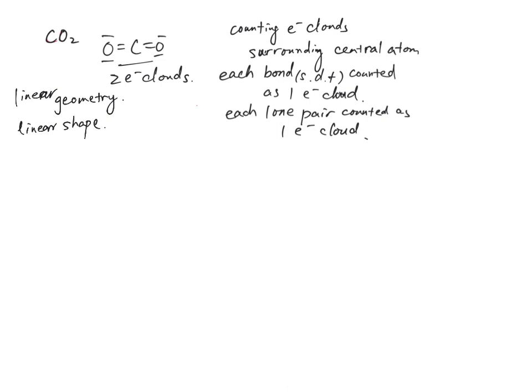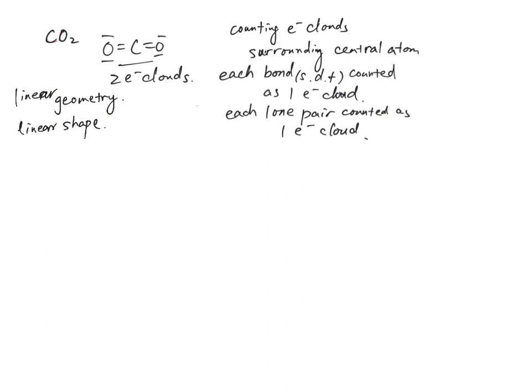So carbon dioxide is a linear molecule, okay, shape and geometry. All right, so when you have two or three electron clouds surrounding the central atom, it's really easy. It's either 180 degrees or 120 degrees. Now, what if you have four things, four electron clouds surrounding your central atom?